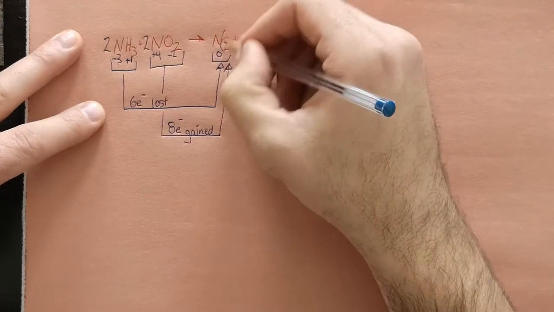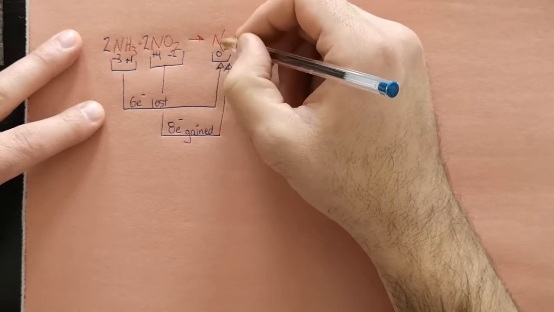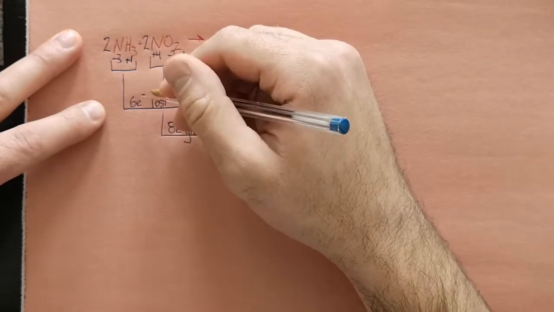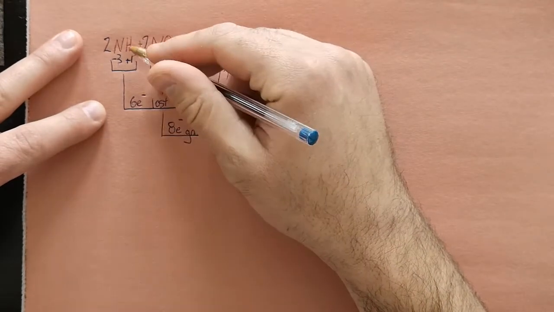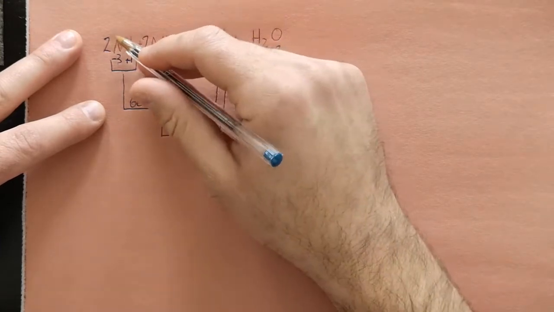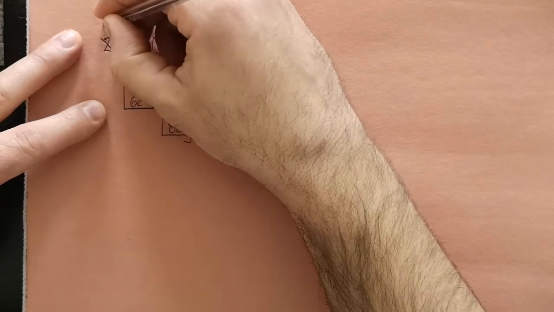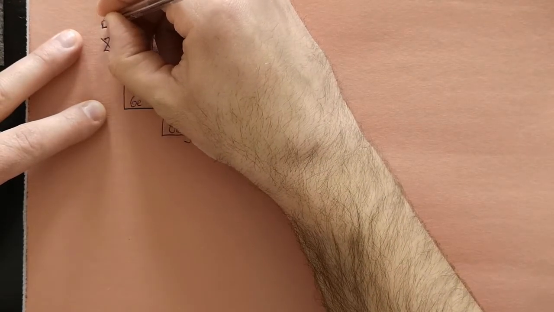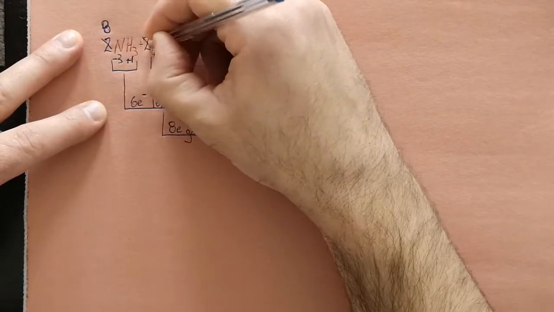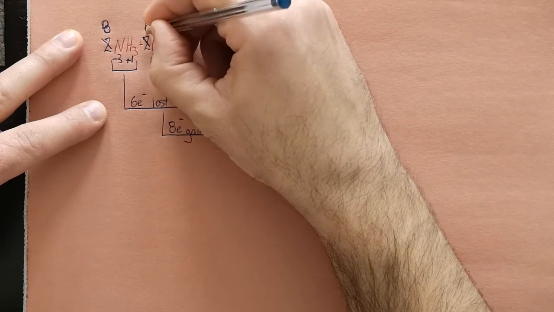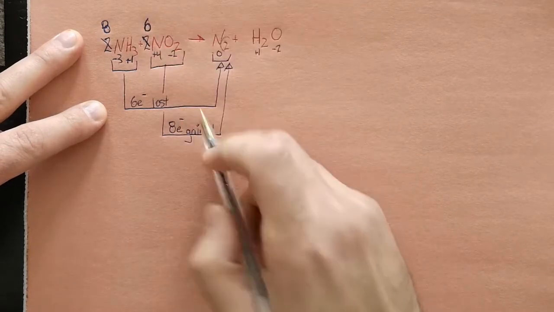So let's just leave this part to the end. If we've got 6 lost and 8 gained, we're going to need 4 of these reactions and 3 of these reactions. So times 4, times 3, there you go.